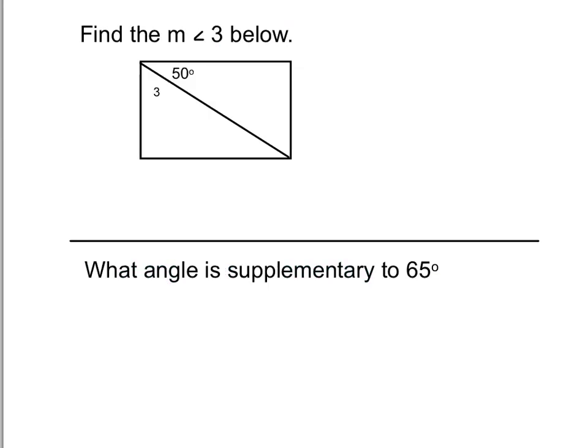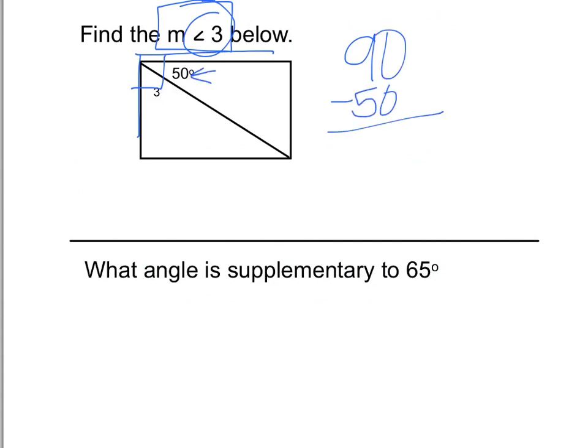Alright, so in this first example, we need to find the measure of angle 3. Okay, this M means measure of angle 3. So notice that these two angles come together to form a 90-degree corner. So if I know that these two together make 90 degrees, I can subtract what I see, and then I know angle 3 is going to be the remaining part of that 90 degrees, so it will be 40 degrees.